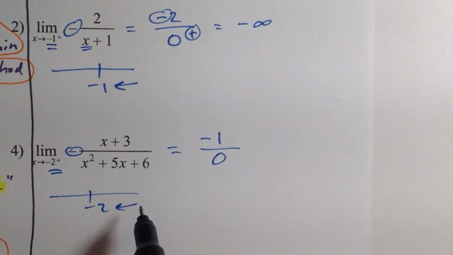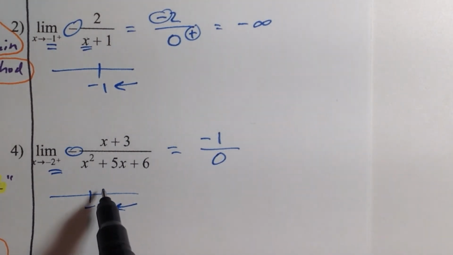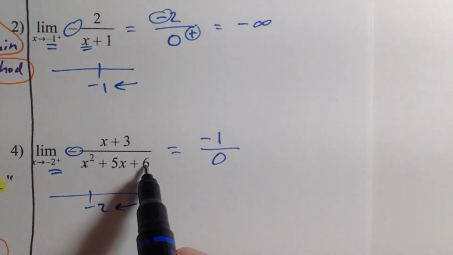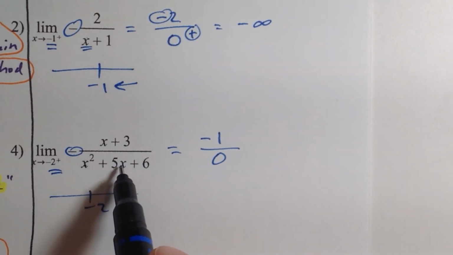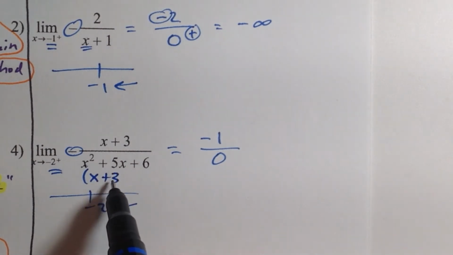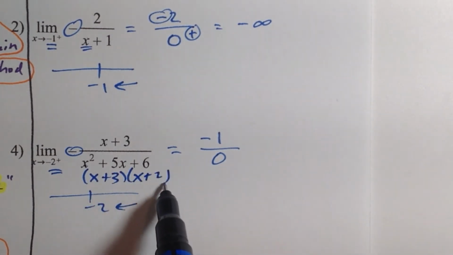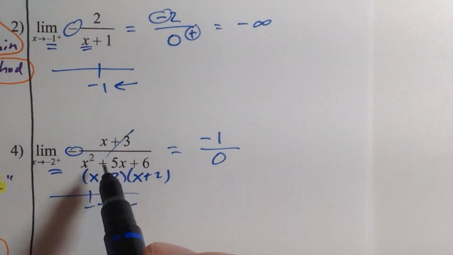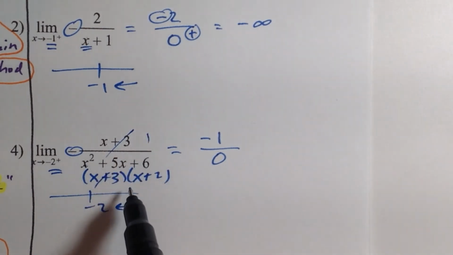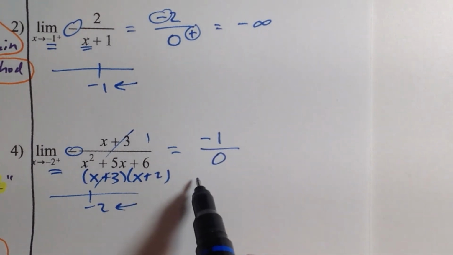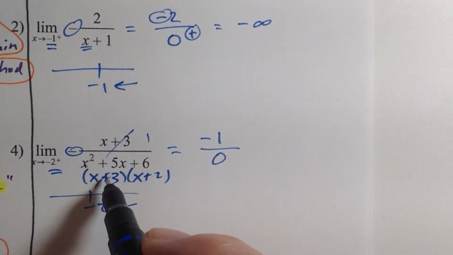But -2 from the right, if you just replace x, let's say with -1, you're going to see positive. You get 1 plus 6 is 7. Minus 5 is 2. So it's probably easier if you actually factor this. X plus 3 times x plus 2. Hey, how about that? Oh, x plus 3 times x plus 2, those cancel. You get 1 over x plus 2. Oh, well, I guess you're still going to get 0, -1 over 0. So it'll be easier if we just cancel those.